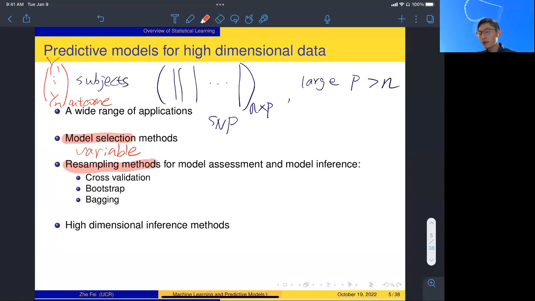And then the last topic for the first module is so-called high-dimensional inference methods. Here, the word inference refers to statistical inference.